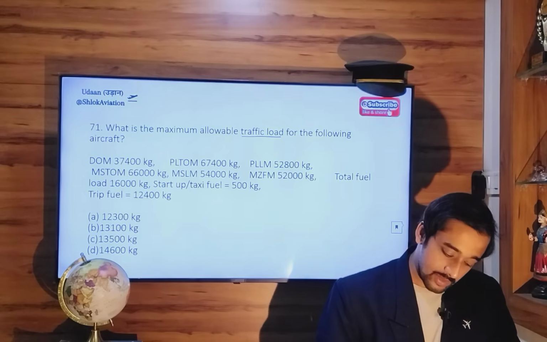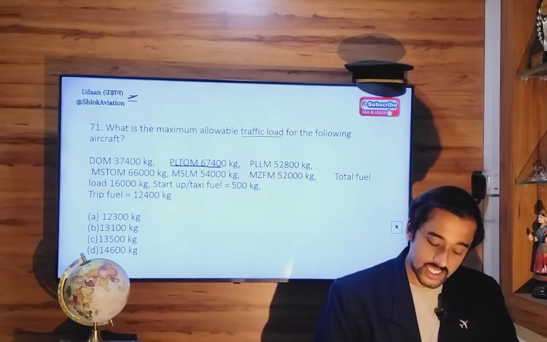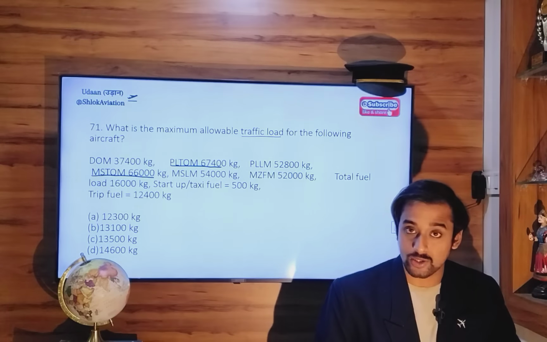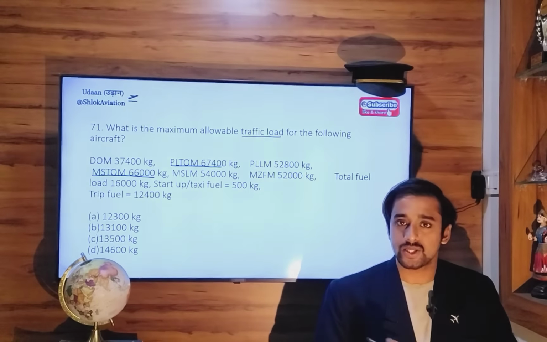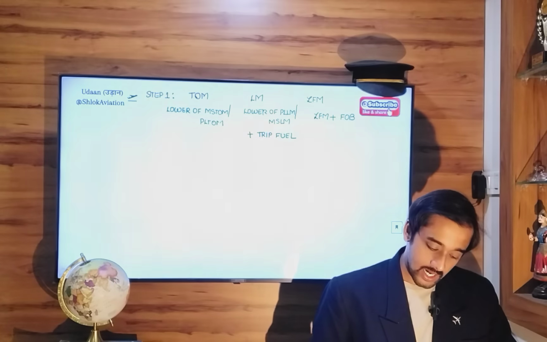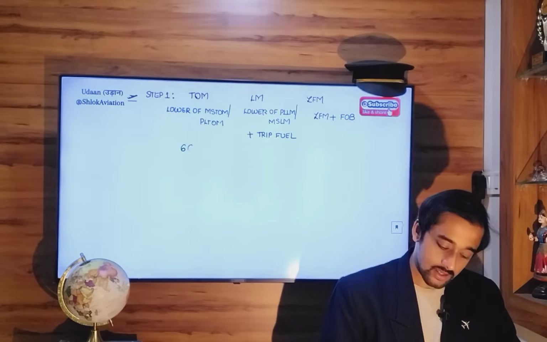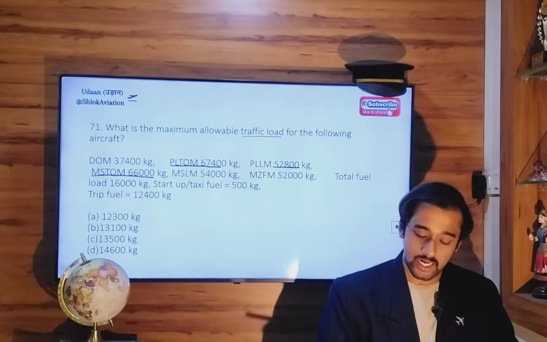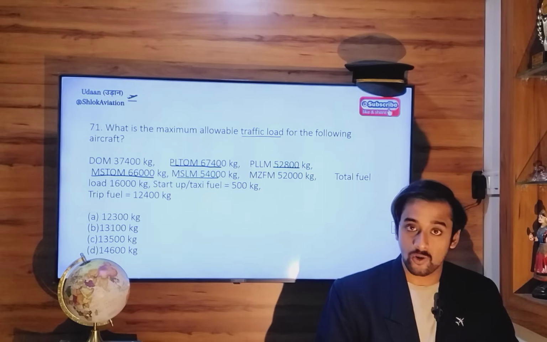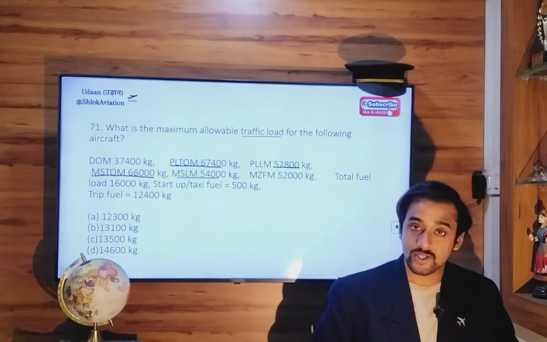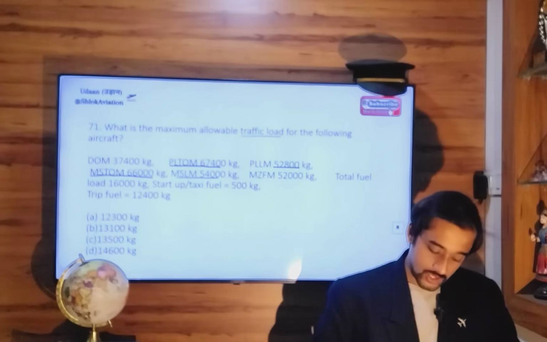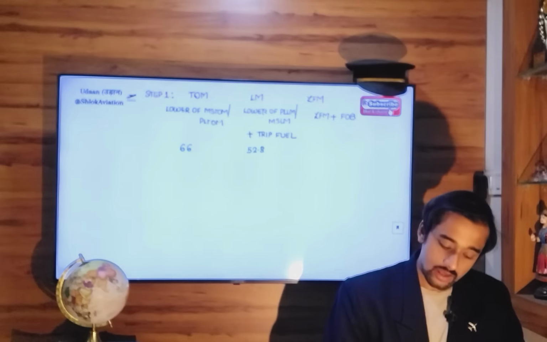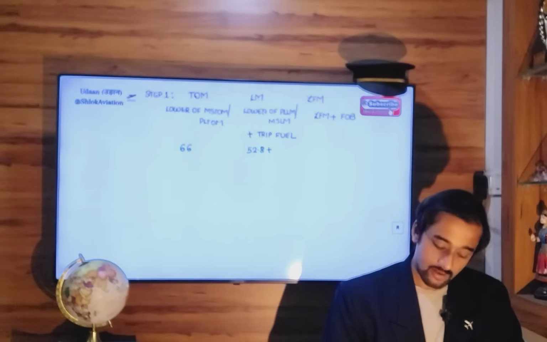Now over here, performance limited takeoff mass is 67,400 and maximum structural takeoff mass is 66,000. So 66,000 is less than 67.4. So we'll consider our takeoff mass 66,000. Next. Performance limited landing mass is 52,800. Structural landing mass is 54,000. So 52,800 is less than 54,000. So in this case, we will select 52,800 as our landing mass and we'll add trip fuel to that.